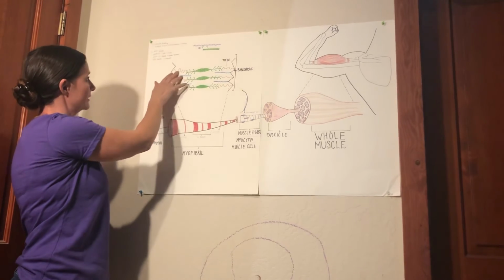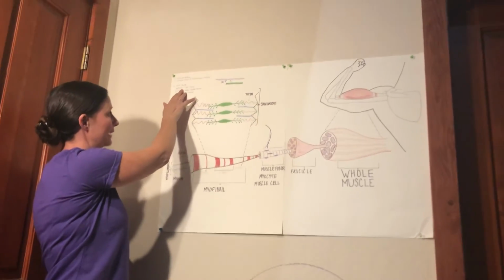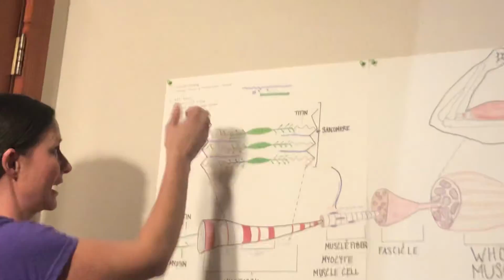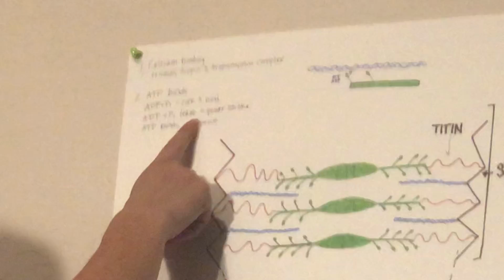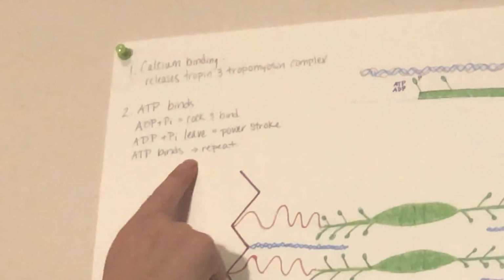ATP binds, and it breaks into ADP and a phosphate. The head cocks and binds. ADP and the phosphate leave, and you have a power stroke. ATP binds and repeat.